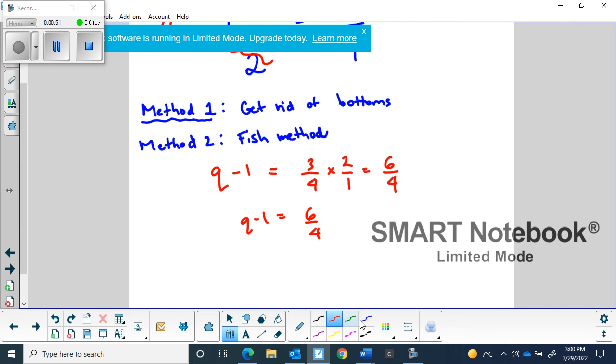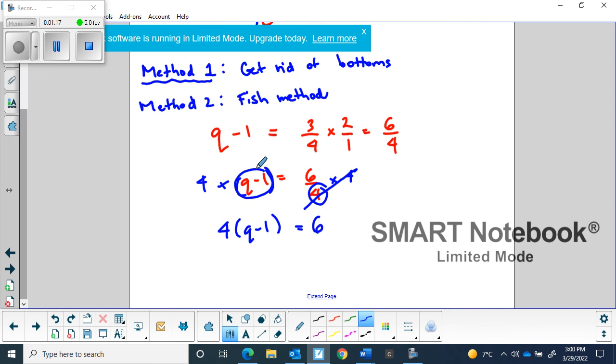And so what I can do is anytime I have a fraction, I have a denominator, I can also multiply both sides by 4. When I do that, that gets rid of the 4 on this side because it's the opposite. And now I need to multiply this side by 4. Now, the thing is, I'm multiplying this whole side by 4. So it's 4 times q minus 1 equals 6. And now, really, I can use the rainbow. I rainbow it in, I rainbow it in. I get 4q minus 4 equals 6.